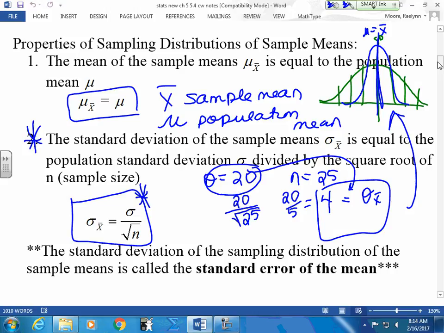Good? This is probably the toughest concept that you're going to have to get. If you look at the bottom of page 261, it says exactly this. The mean of the sample mean is equal to the mean of your population. That we can see. Standard deviation is going to change by taking the square root of n. The standard deviation of your sampling distribution is sometimes called your sampling error of the mean.